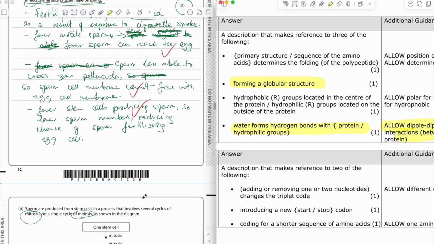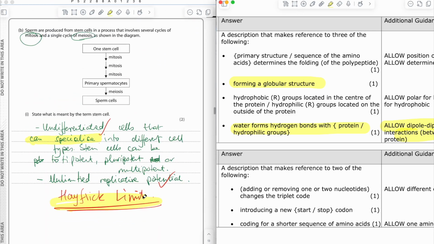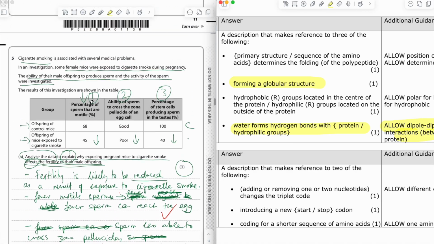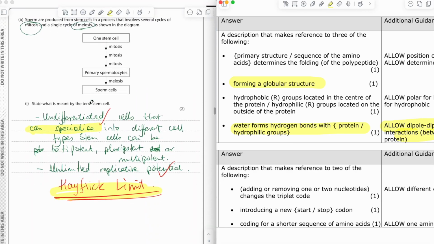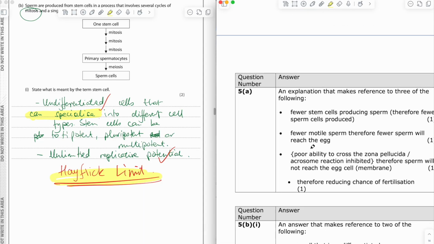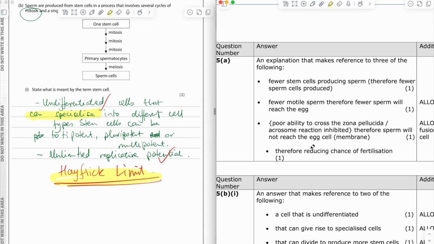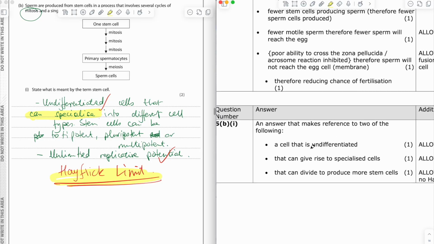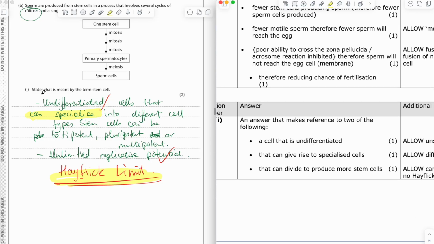Let's look at the next place where I lost marks. Okay, stem cells. So what question was that? That was question 5, 5b, part 1. State what is meant by the term stem cell. I got undifferentiated cells fine, but you know what, this is fair enough: a cell that can give rise to specialized cells.